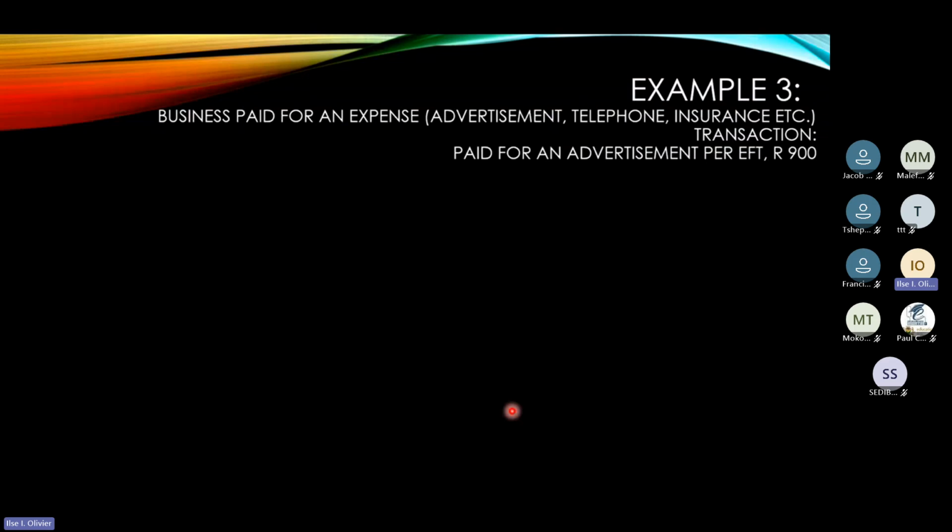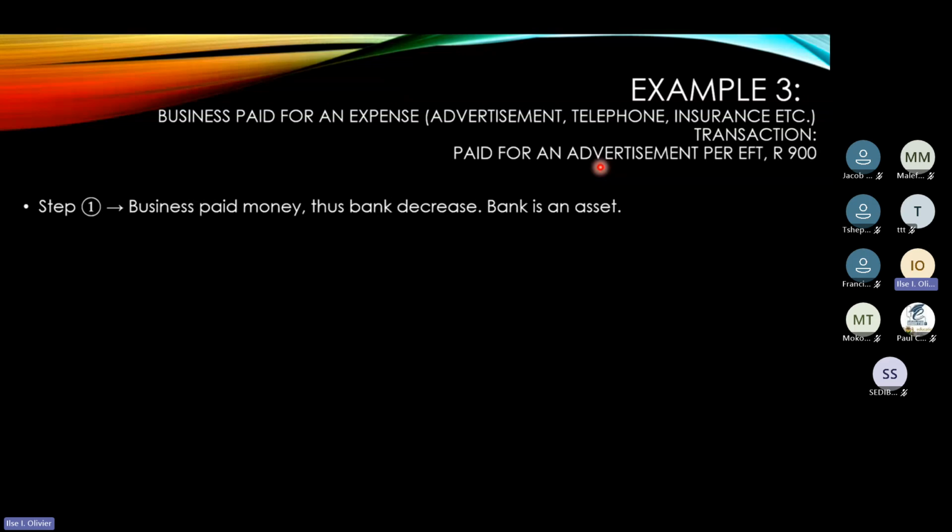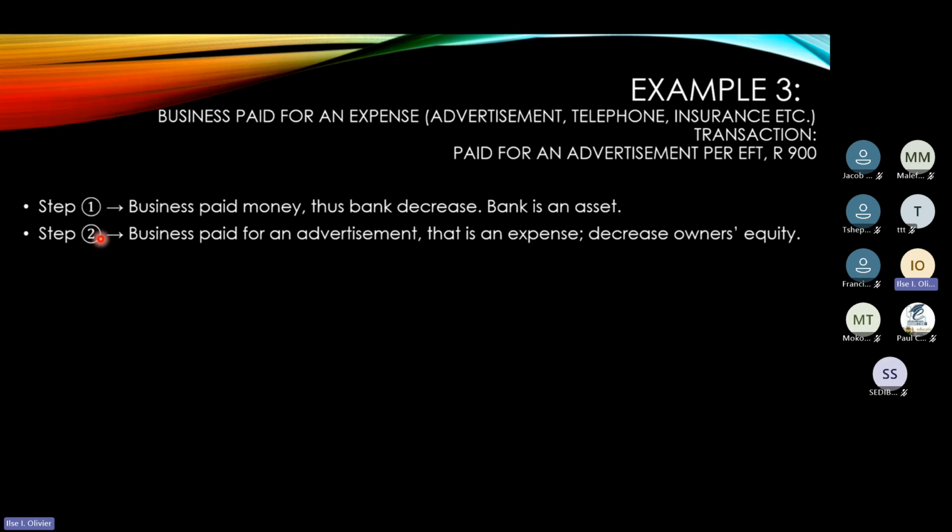Then example 3, business paid for an expense, which refers to advertisements, telephones, insurance, etc. Paid for an advertisement per EFT. Right, what did we do? We paid the money, so bank decreases. What do we know about bank? Bank is an asset. Number 2, business paid for advertisement. That is an expense. An expense decreases your owner's equity.